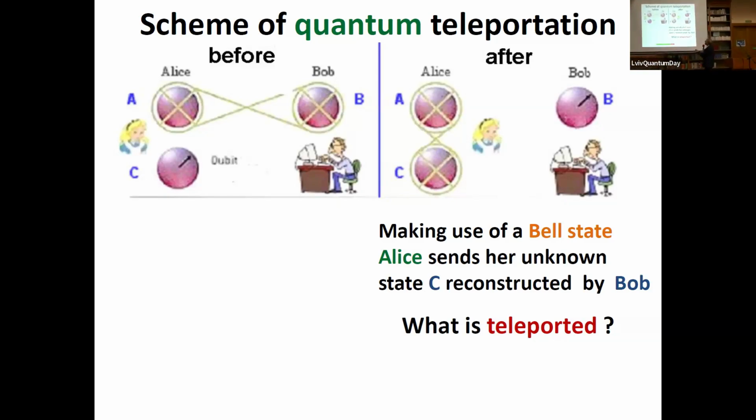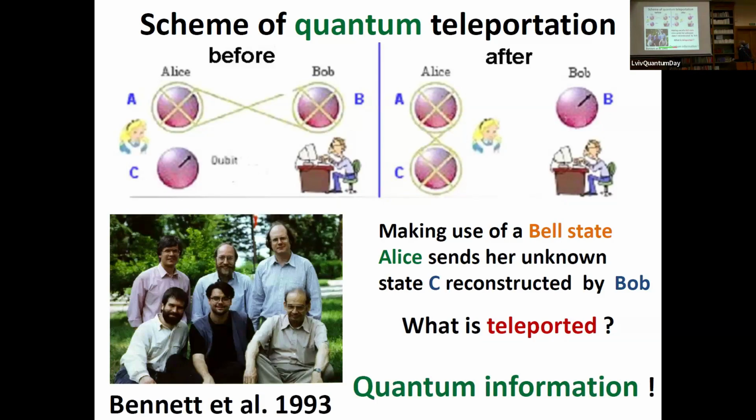If you have an entangled state between Alice and Bob, you can take this state C to be teleported, and after some tricks, so measurements in Alice's lab, you can destroy the state on the left-hand side, but you can generate the same state in Bob's lab. So this is a paper by Bennett et al. from 1993, making use of this Bell state, which displays correlations between two subsystems. Alice can send her unknown state, what is important, to Bob, and it can be reconstructed by Bob.